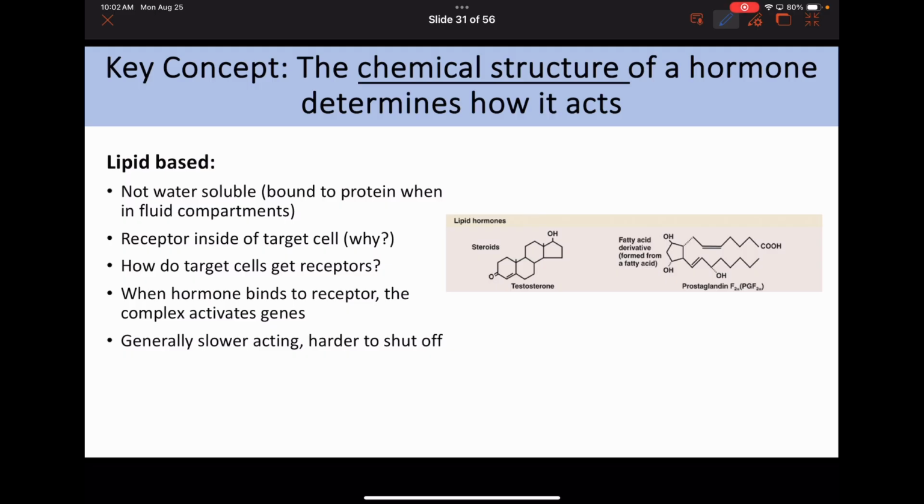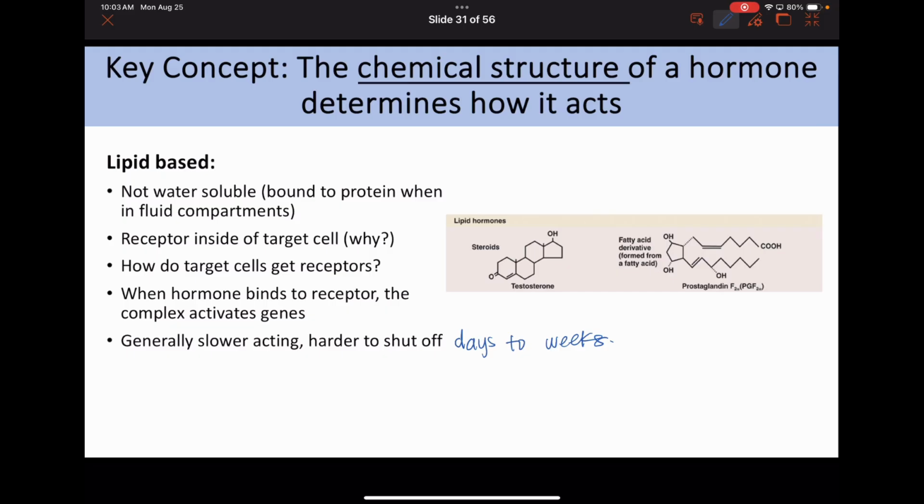So they're generally slower acting. It takes a while for it to happen because it has to go into the cell, find that very particular piece of DNA to turn on that gene to make the protein, but it's harder to shut off. So these can work over days to weeks. So longer effects. It takes longer to happen, but the effects are longer. Amino acid-based hormones that bind from the outside, it's a very, very quick response and only lasts for minutes to hours.